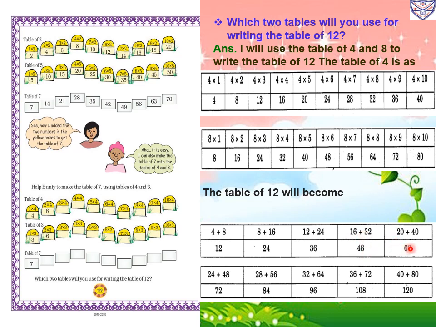Now 12 5s are 60. So we will add 20 and 40. So 20 plus 40 we will get 60. Now 12 6s are 72. So for that we will add 24 and 48. So 24 plus 48 we will get 72. Now 12 7s are 84. Now for 84 we will add 28 and 56. So we will get 84. Now 12 8s are 96. So we will add 32 and 64.